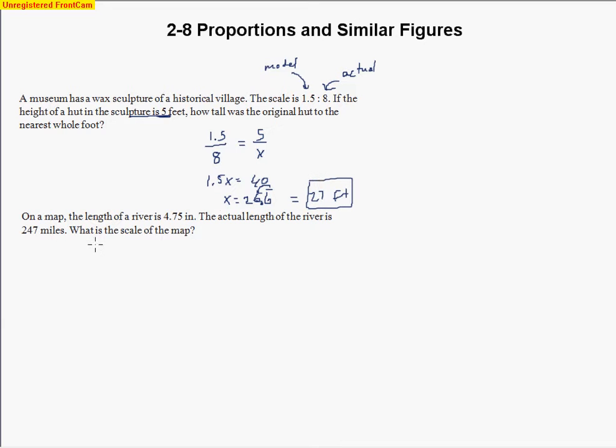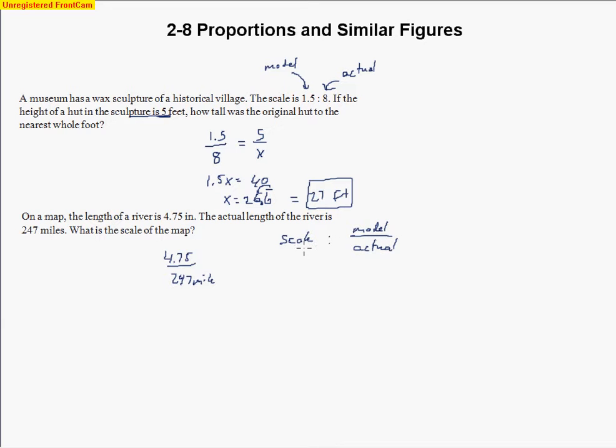So on this next problem, it says, on a map, the length of a river is 4.75 inches, and the actual is 247 miles. They want to know what is the scale factor. Well, the scale factor is just a fraction. It is the model over actual, and that's how we have this set up.